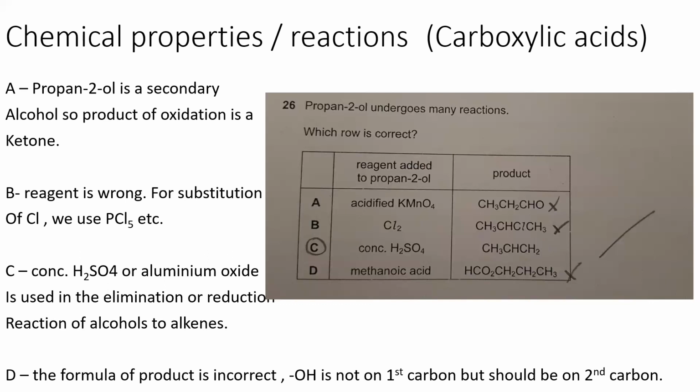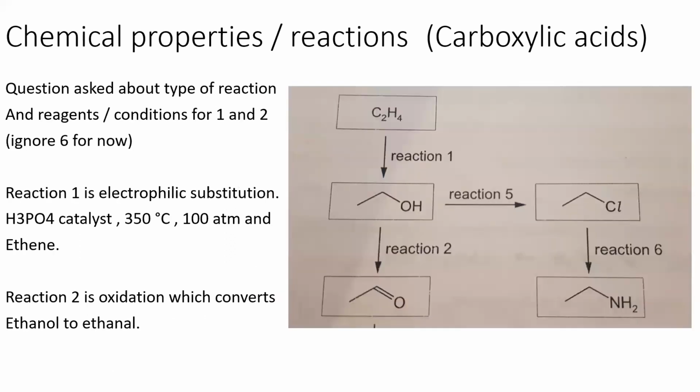And last one, methanoic acid, esterification reaction. So the formula of the product is incorrect. The OH of the alcohol, the alcohol formula over here is 3-carbon. That's correct. But the thing is, this is propan-2-ol. The reaction over here, the formula shows that the compound is formed from propan-1-ol, with the alcohol group being on the first carbon. So that's wrong. So the correct answer for this will be C.